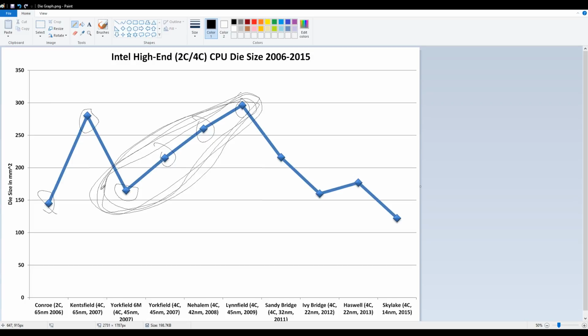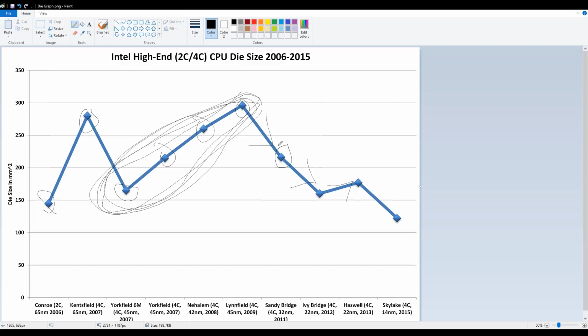And they would be fully justified in charging more money during this era, because there was a significant increase in size. But the story, of course, changed when we progressed from Lynnfield down. So Lynnfield was a big die, but then we got a roughly 30% reduction in die size going from Lynnfield to Sandy. Again, no reduction in retail price despite a 30% drop in material cost.